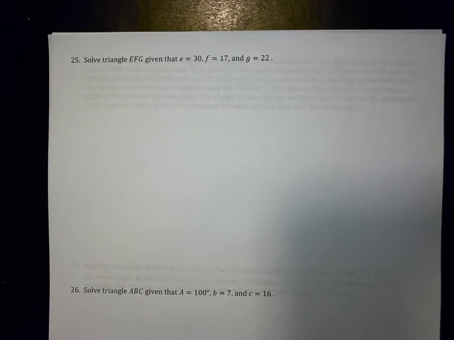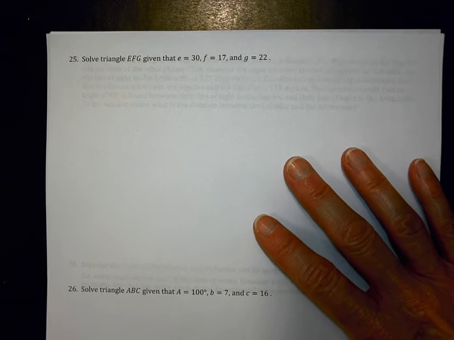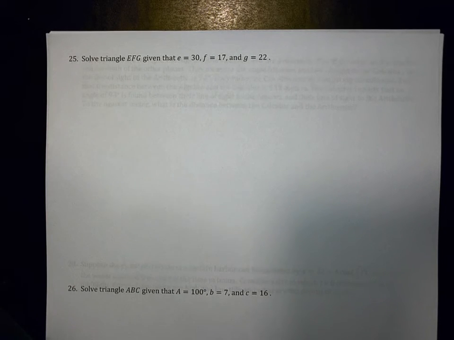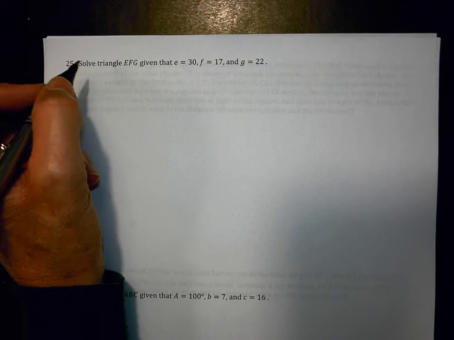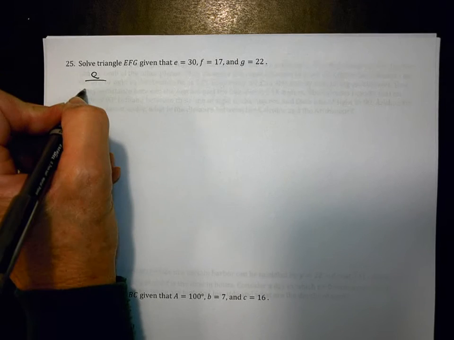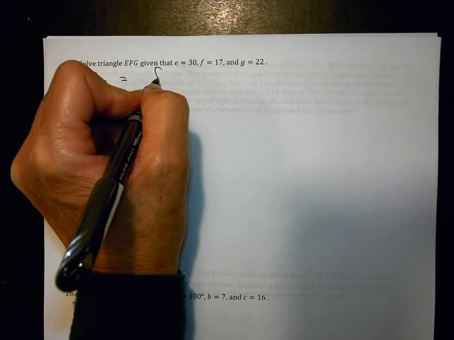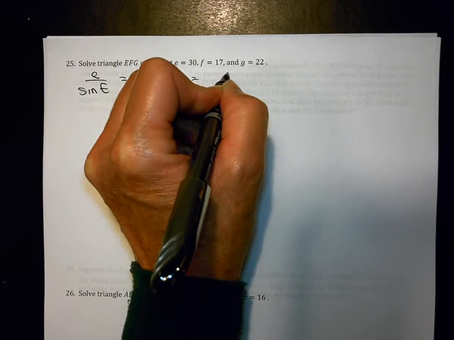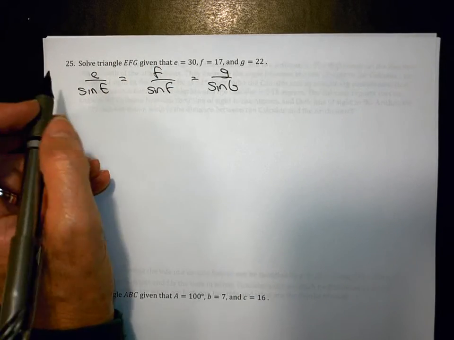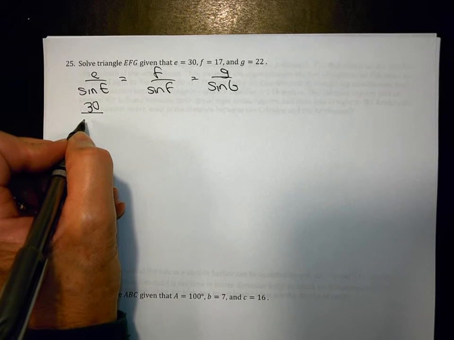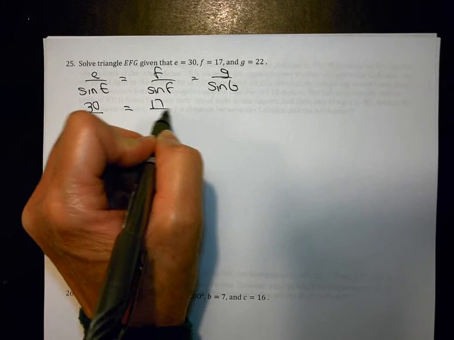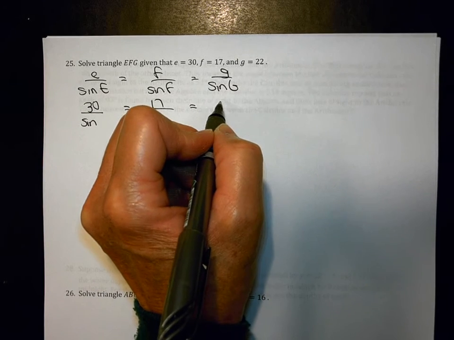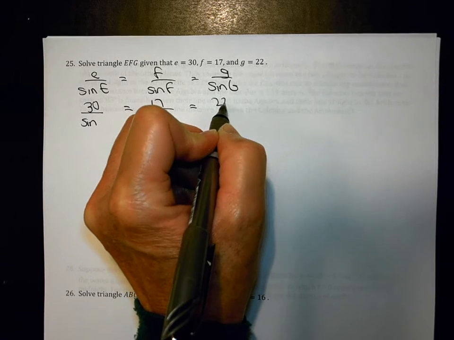Okay, we're going to use the law of cosines for the triangle on 25. Because if you fill it out, so pretty much E over sine of E, F over sine of F, and G over sine of G, we have the 30. We do not have the sine of that. We have the 17. We do not have the sine of that. And we have the 22, but not the sine of that.